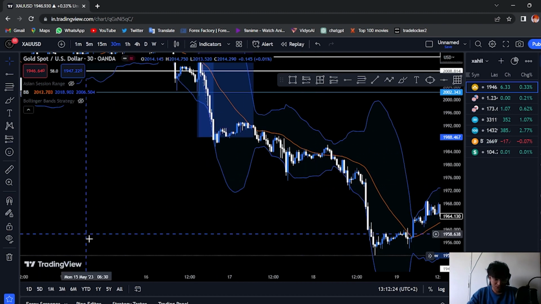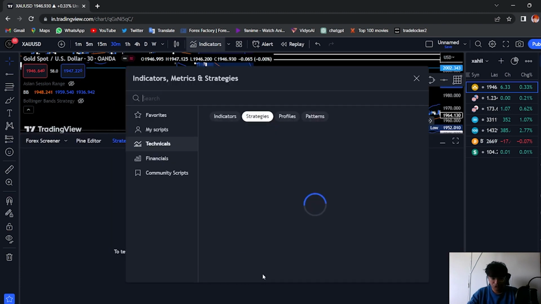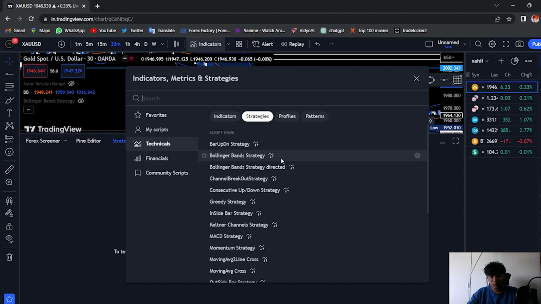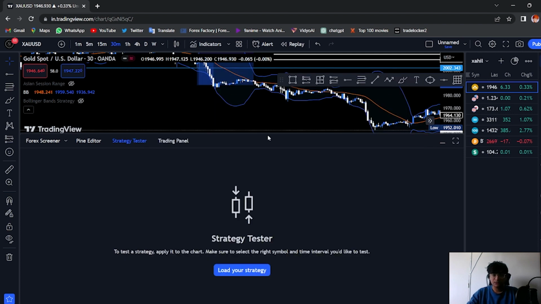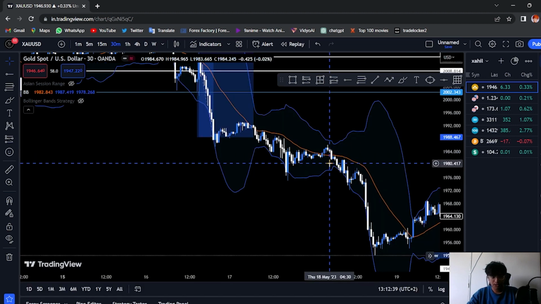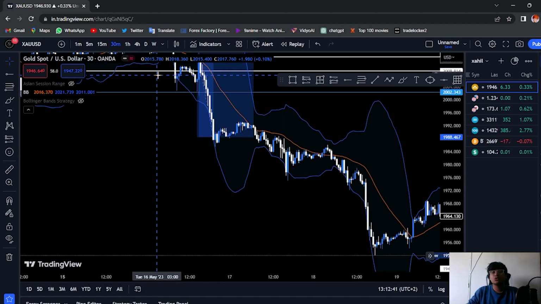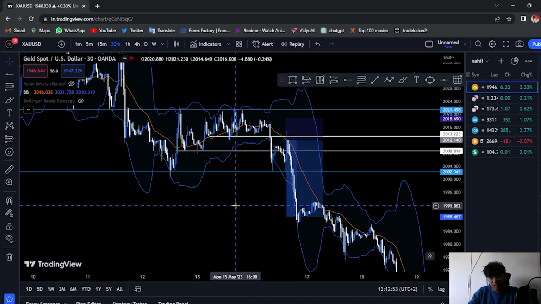If you want to test the strategy, just go to the strategy tester, load your strategy, and you can see the Bollinger Band strategy here. If you want your own customized strategy, go to My Scripts and you can customize your own strategy here. And if you don't know how to code, there's a really easy way, just go to ChatGPT, it can do all of it for you. It's really not hard to make your own indicator and trade with it.